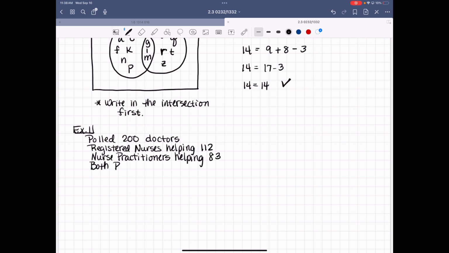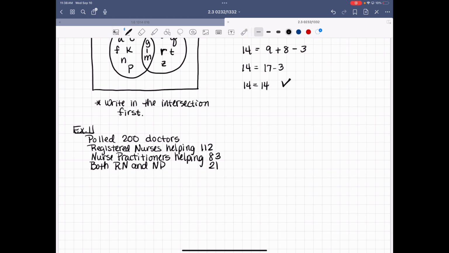A, B, and C. AB. The doctor's offices is the universal set. There's the 200. A is the registered nurses. B is the nurse practitioners. Both is the intersection. The intersection, both RN and NP nurse practitioners, there were 21. Okay?